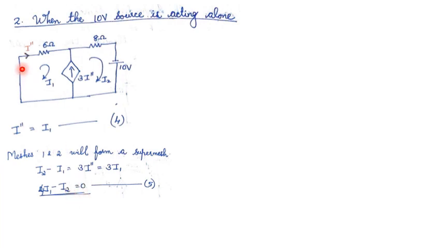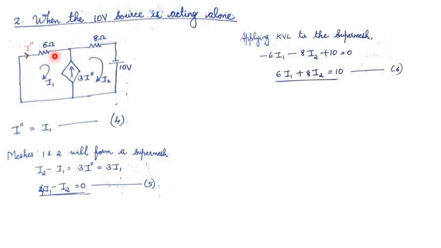Next step is to apply KVL to this loop. Apply Kirchhoff's voltage law to this loop. While applying Kirchhoff's voltage law to this loop, the equation will be: minus 6 into I double dash minus 8 into I2 plus 10 equal to 0. That is, minus 6I1 minus 8I2 plus 10 is equal to 0.